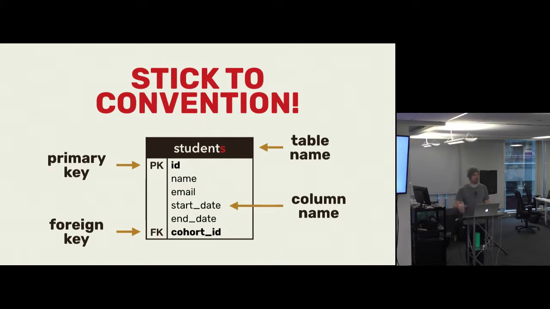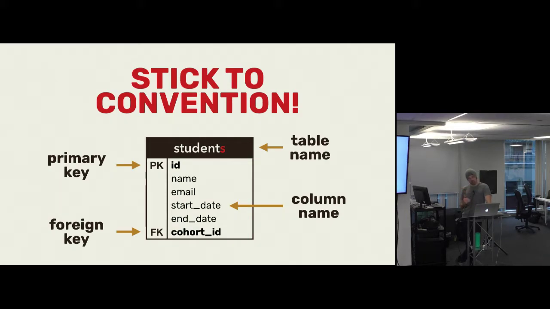Here's where you have some freedom. Column names: name, email, start_date, end_date. These are all column names that I've decided for a student. Do these ones make sense? There could be more as well. I couldn't fit them on the slide, right? GitHub, phone number, whatever. We put all that stuff in there.